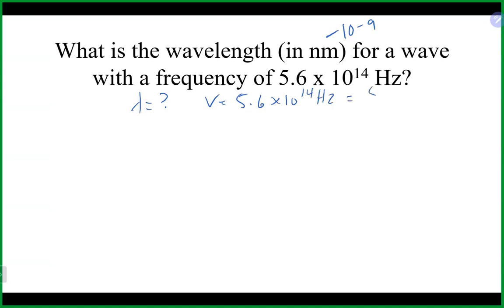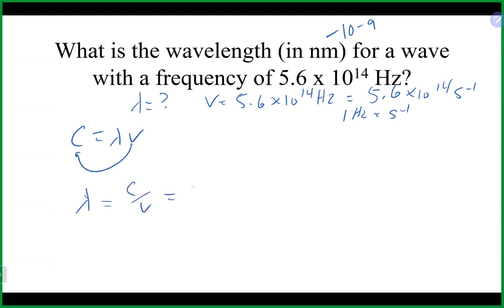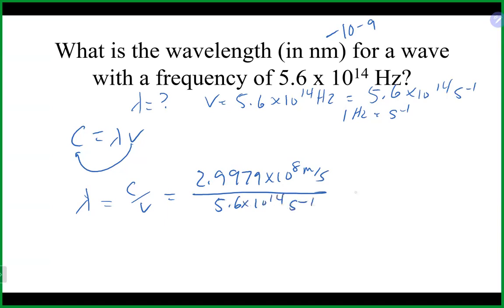Once again, that is the same as 5.6 times 10 to the 14 reciprocal seconds, as again, a hertz is the same as a reciprocal second. It's a 1-to-1 conversion. So once again, here, C is equal to our wavelength times our frequency. Here, we're going to be dividing our frequency to the other side. Wavelength is C divided by our frequency. We'll take our speed of light, which is 2.9979 times 10 to the 8 meters per second, divided by 5.6 times 10 to the 14 reciprocal seconds.